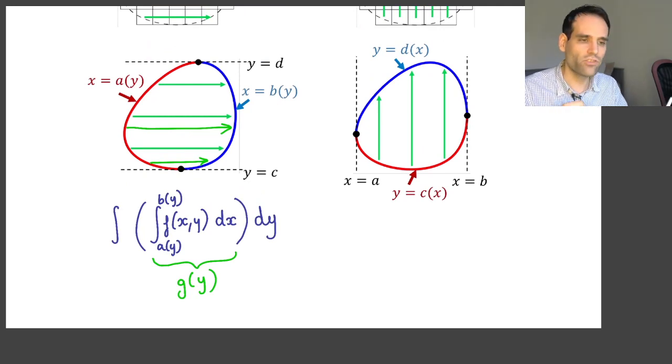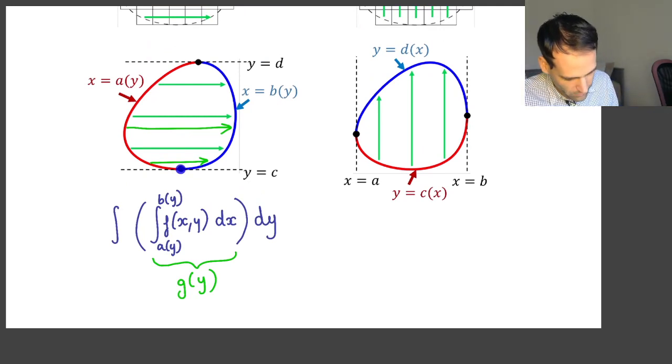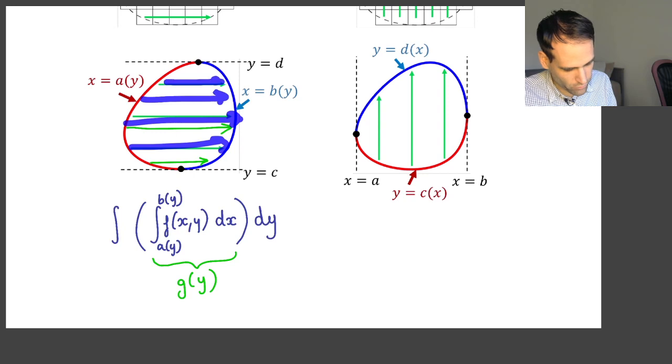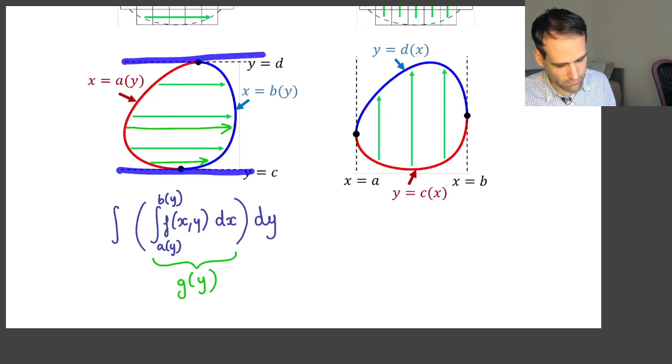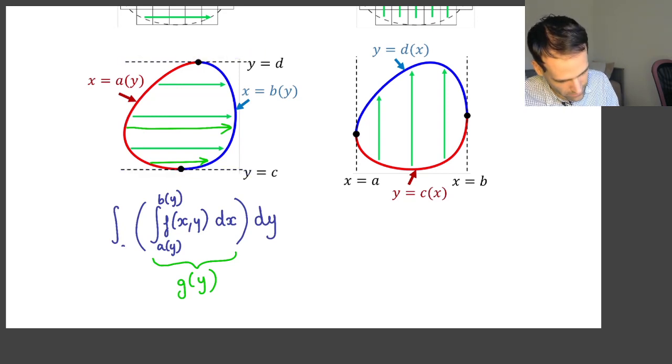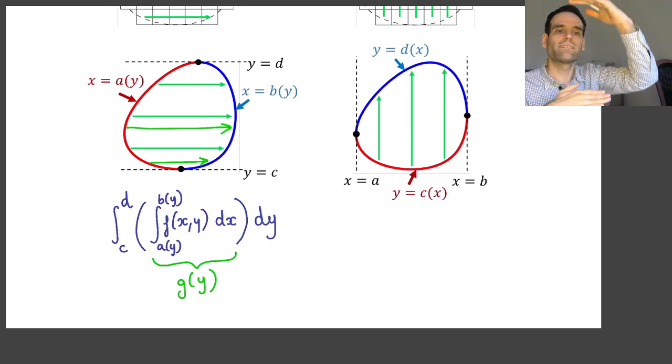And this is like sweeping the green arrow from the case at the bottom, where the green arrow is very small, through all the intermediate cases up to the top, which means that now the limits in y are from c to d. Okay, so those will be the limits in y. And these limits have to be constant.